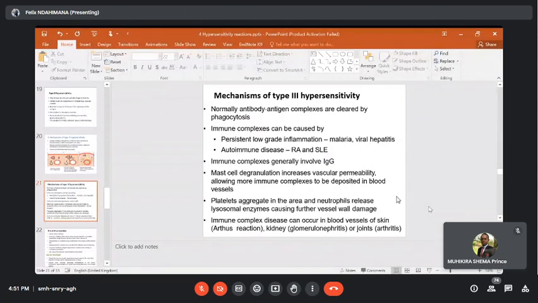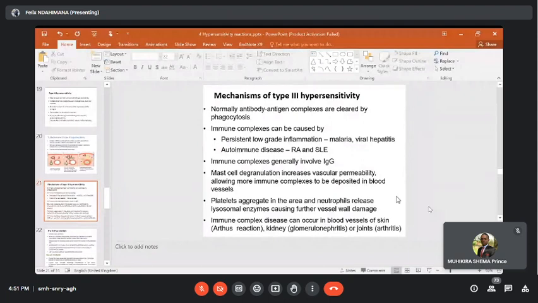So this might be a source of this immune complex, like our immune system might produce some antibody against those foreign substances and then coat them. As we were saying, the immune complex generally involves IgG. So the mast cell degranulation increases vascular permeability, allowing more immune complex to be deposited in blood vessels, as there will be a high vascular permeability. So the vessels are like leaking, they have pores now, so many things can cross there.